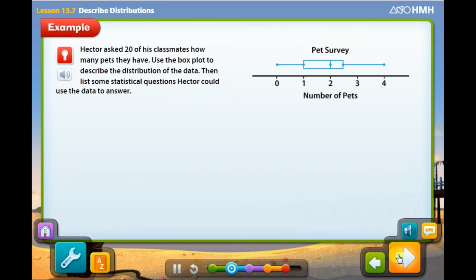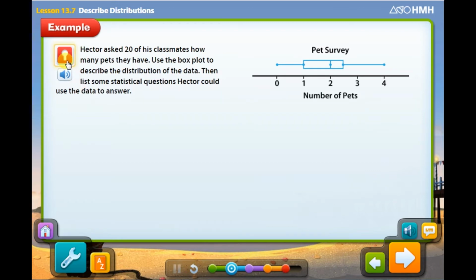Let's answer some statistical questions using a box plot. First, let's read the question together. Hector asked 20 of his classmates how many pets they have. Use the box plot to describe the distribution of the data. Then list some statistical questions Hector could use the data to answer. Let's unlock the problem.